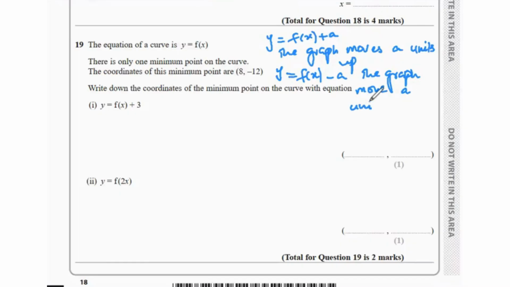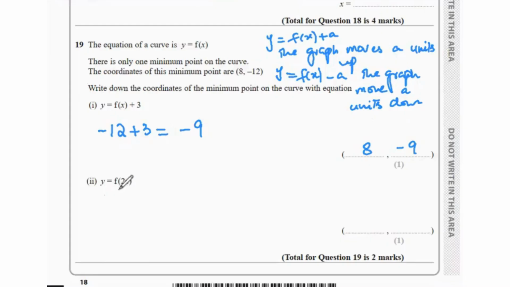And if it is minus a, the graph moves a units down. So if it's moving up or down, that means it's only changing the y value. The x value remains the same. We have vertical transformation happening, not horizontal. So if it's y equals f of x plus 3, that means for the negative 12, we will add 3 because we're moving the graph 3 units up. So when it goes 3 units up, it becomes negative 9. So x remains the same, y becomes negative 9.